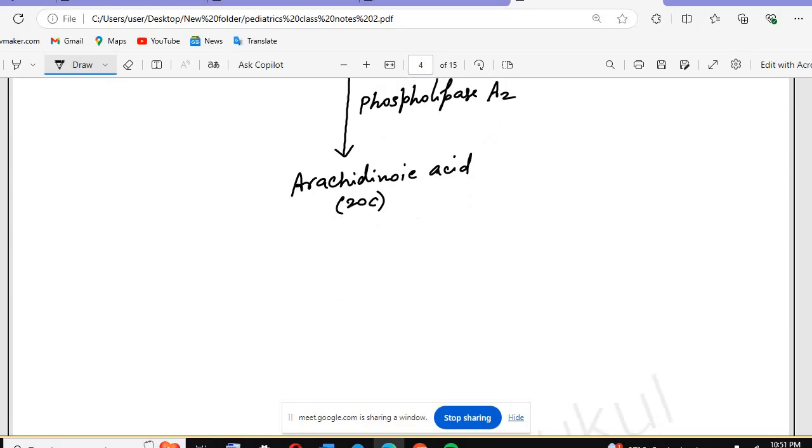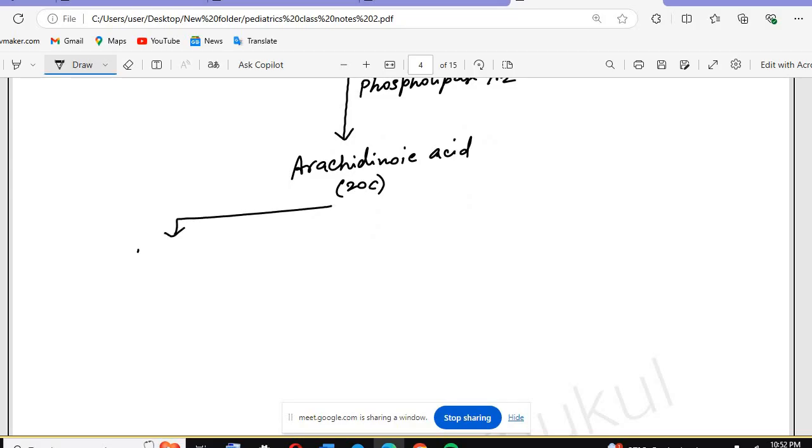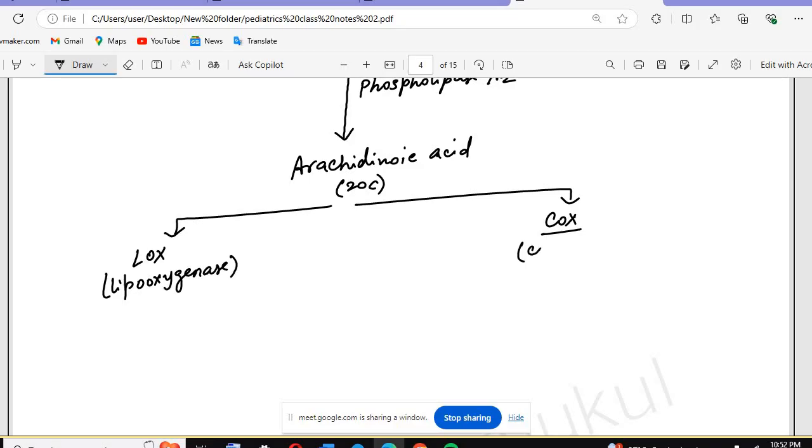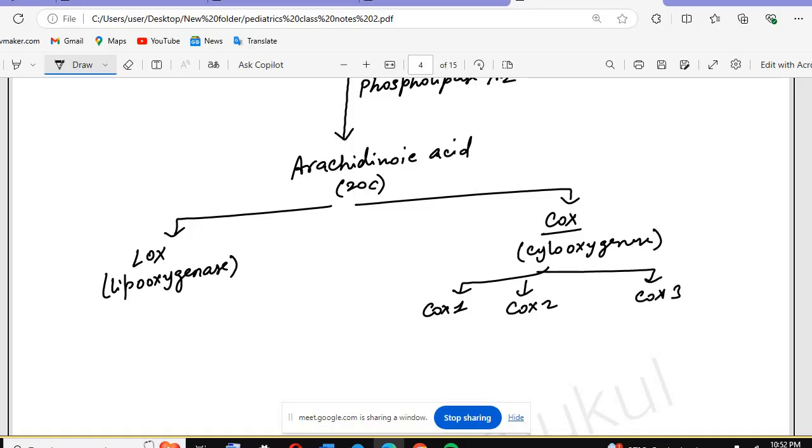This arachidonic acid will be converted via two pathways. One is the Lox pathway and one is the Cox pathway. Lox means lipoxygenase, and Cox means the cyclooxygenase pathway. In the cyclooxygenase pathway, remember, we have COX-1, COX-2 and COX-3.